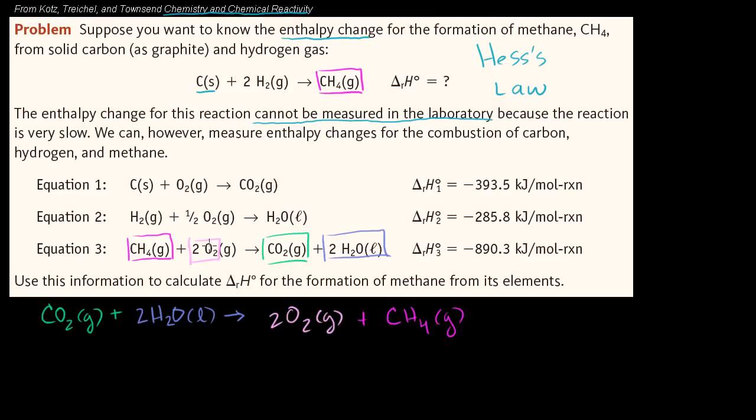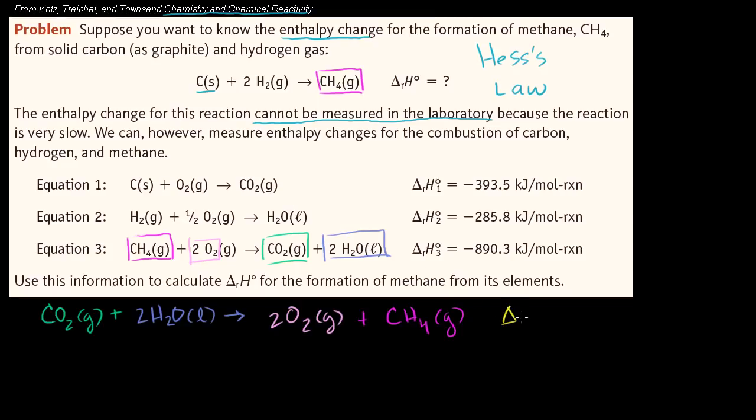So when you go from the products to the reactants, it will release 890.3 kilojoules per mole of the reaction going on. But if you go the other way, it will need 890 kilojoules. So the delta H here, I'll do this in a neutral color.